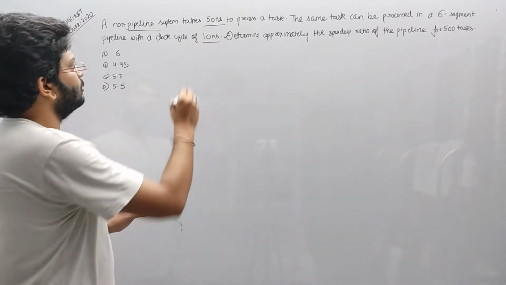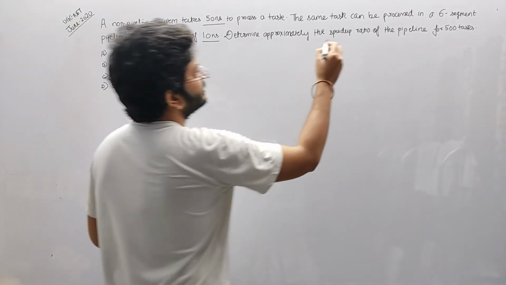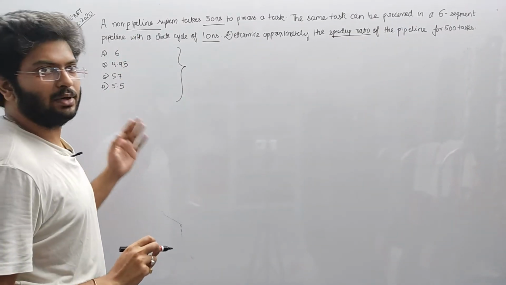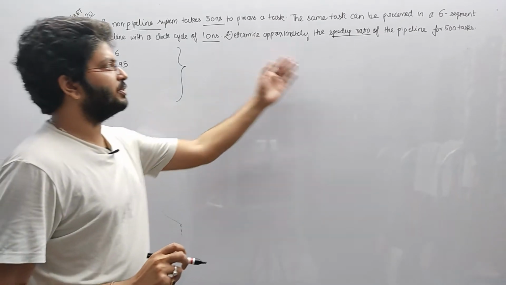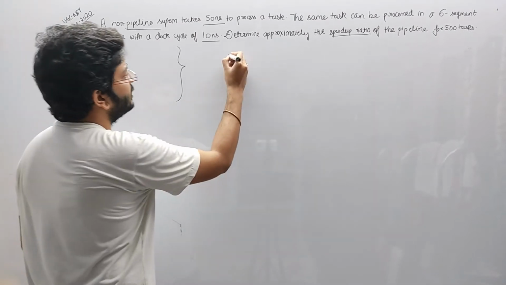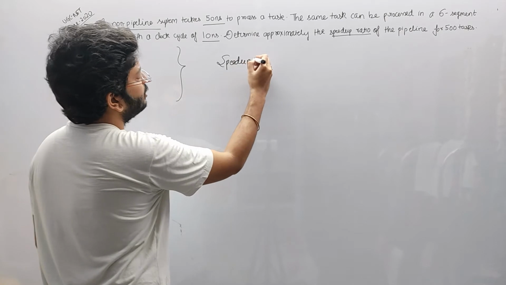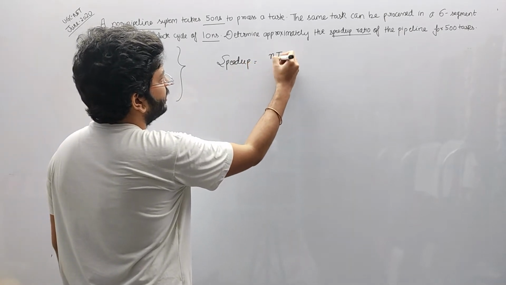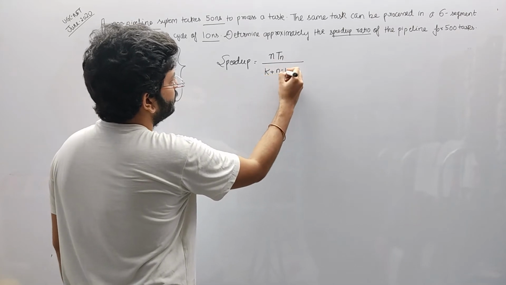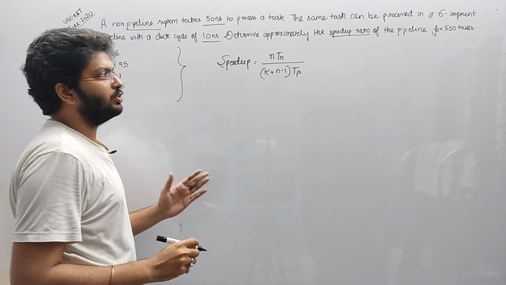In such type of question, we have a formula for the speed up. It has asked the speed up ratio. So we have a pipeline processor and a non-pipeline processor, and it is asking the speed up ratio in case of the pipeline processor for 500 tasks. Generally, the formula of speed up is n into Tn divided by k plus n minus 1 into Tp. So this is the formula for speed up.